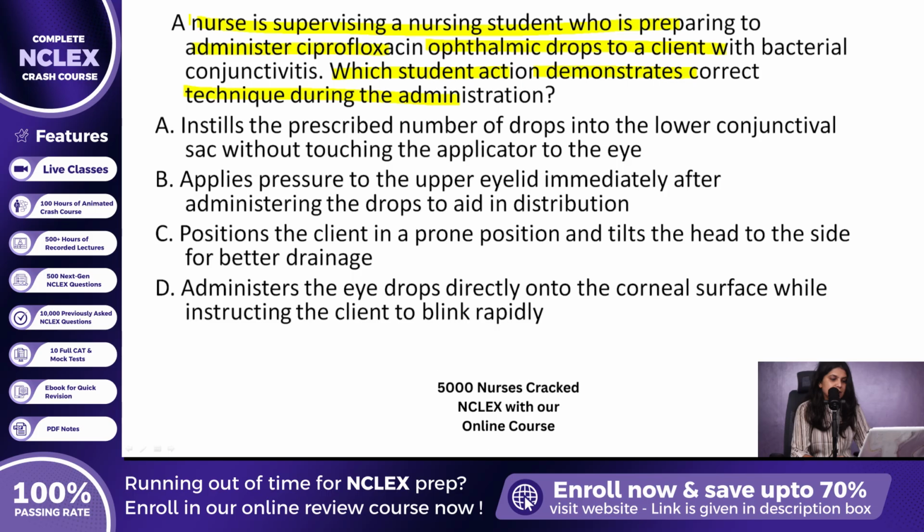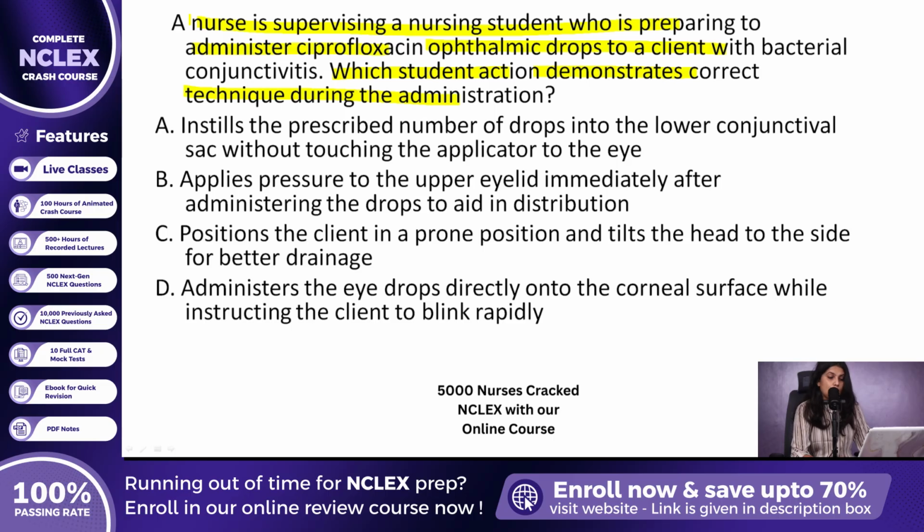Option A instills the prescribed number of drops into the lower conjunctival sac without touching the applicator to the eye. Option B applies pressure to the upper eyelid immediately after administering the drops to aid in distribution. Option C positions the client in a prone position and tilts the head to the side for better drainage. Option D administers the eye drops directly onto the corneal surface while instructing the client to blink rapidly.